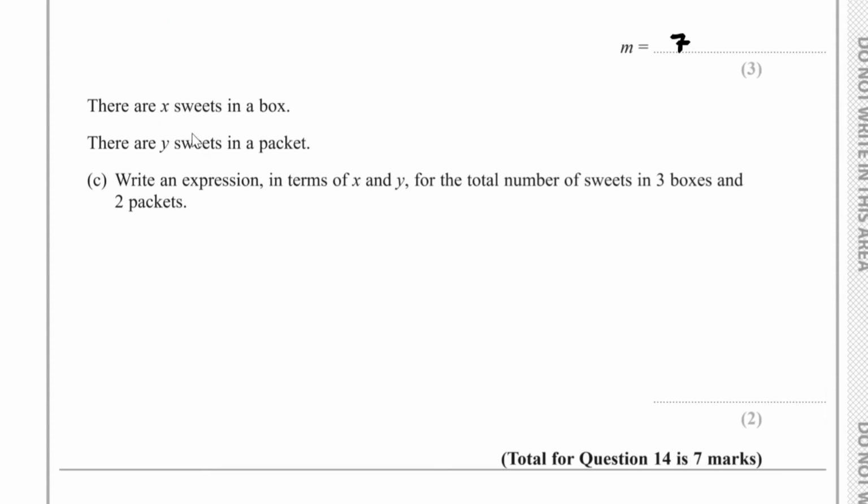Next, there are x sweets in a box, there are y sweets in a packet. We have to write an expression in terms of x and y for the total number of sweets in 3 boxes and 2 packets. Well, I've got 3 boxes of sweets, so that will be 3x. And I've got 2 packets of sweets, so that will be 2y. So I have 3x plus 2y as my expression. I don't need t equals because it's asking for an expression only.